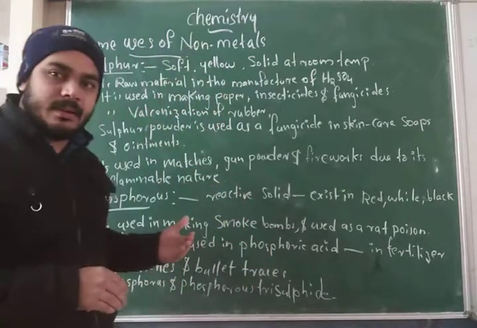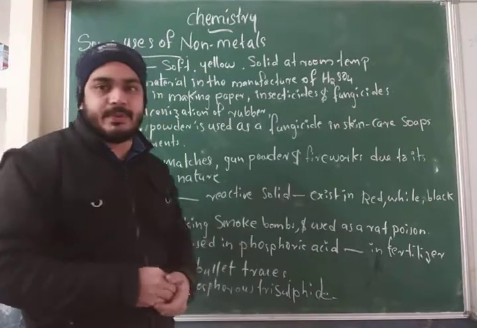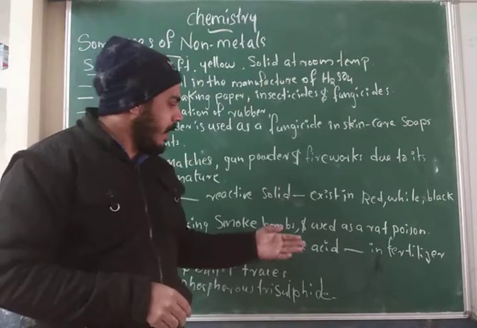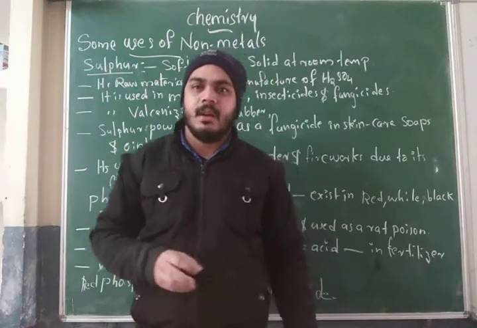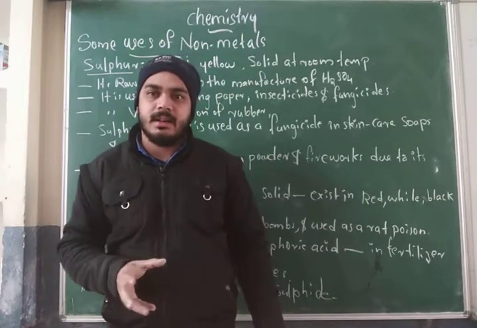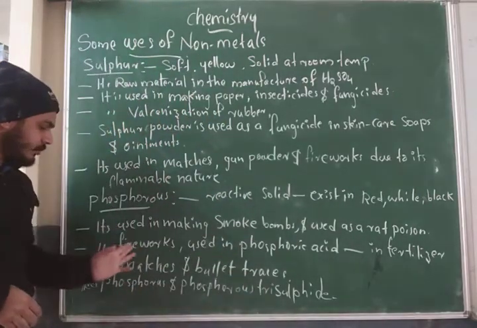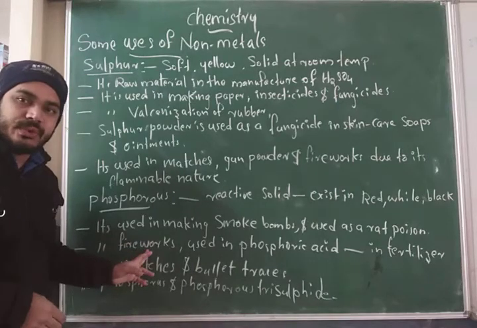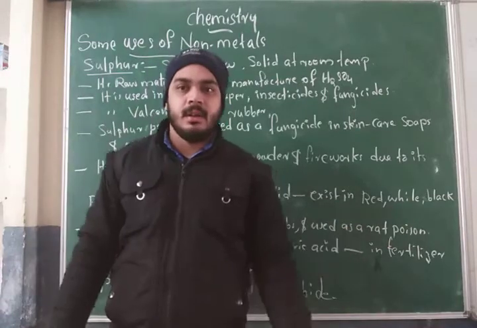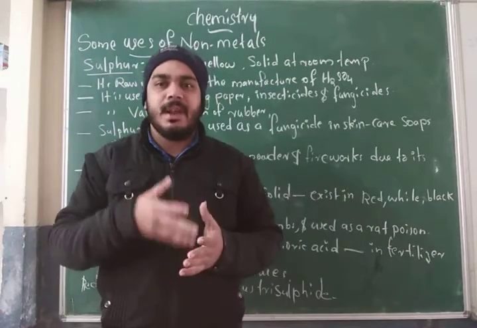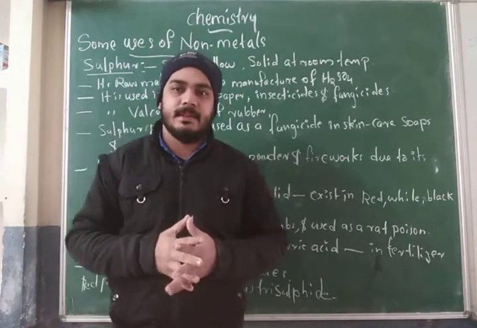Okay, so let's see some uses of phosphorus. The first one, it is used in making smoke bombs. And it is used as a rat poison. Next, it is used for fireworks. And next, it is used in the manufacturing of phosphoric acid in the fertilizer industries.